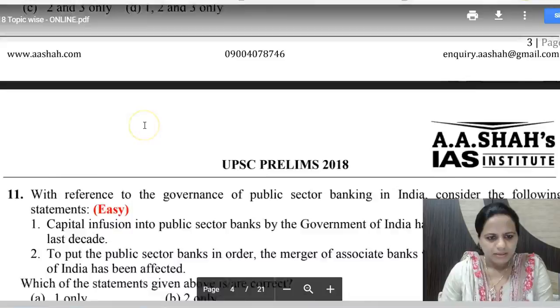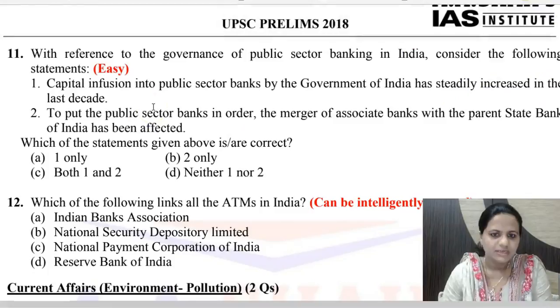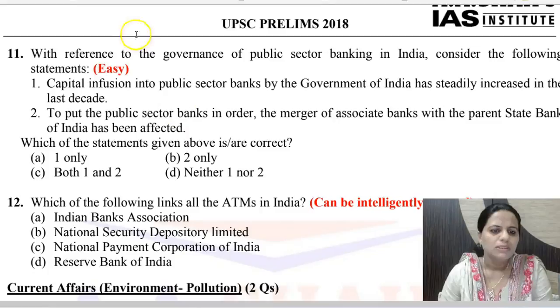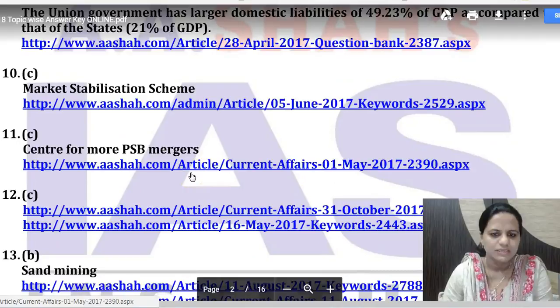Then next is, with reference to the governance of public sector banking in India, consider the following statements. One, capital infusion into public sector banks by the Government of India has steadily increased in the last decade. Yes, it is correct. We have been discussing capital infusion by the government in the banks. And second statement is, to put the public sector banks in order, the merger of associate banks with the parent State Bank of India has been effected. So this has also been done. This was in the news in current affairs. So both these statements are correct. So 11th is C. We have been discussing this in the news as such too.